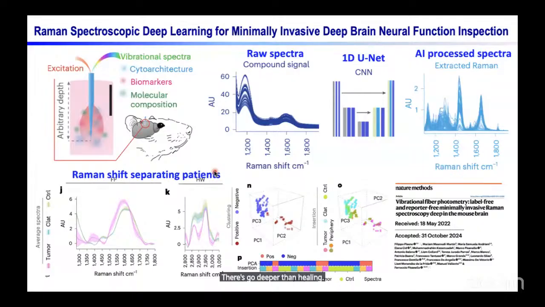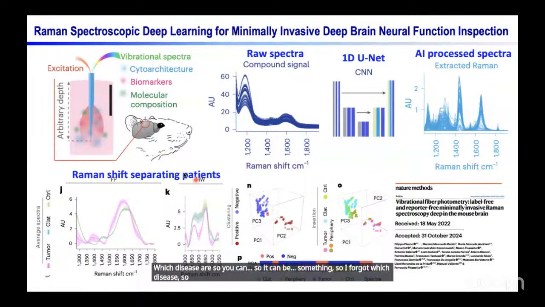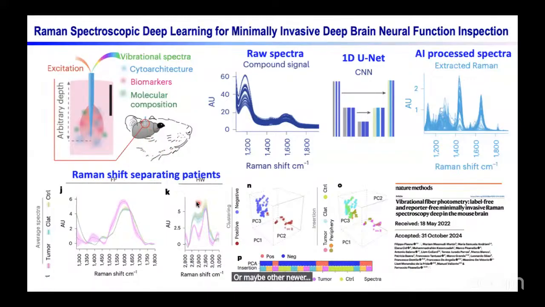So they didn't specify which disease. I forgot which disease. So anyway, it can be some disease, either tumor or maybe other neural degenerative disorders, those kind of diseases. Okay.